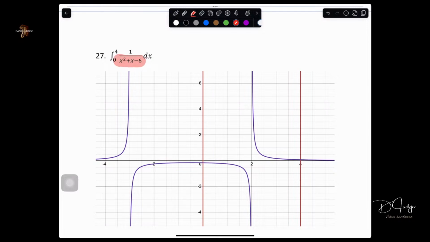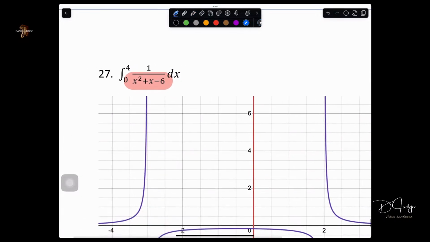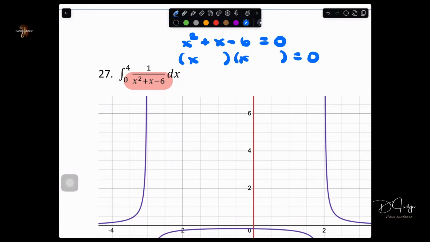So this rational function, we've got to find where this denominator equals 0. So we're going to set x squared plus x minus 6 equals 0, because that's going to reveal the location of the vertical asymptotes. Now notice that this is factorable: x plus 3, x minus 2.